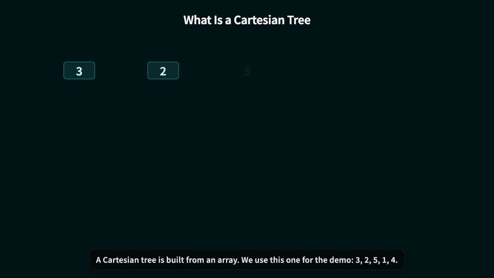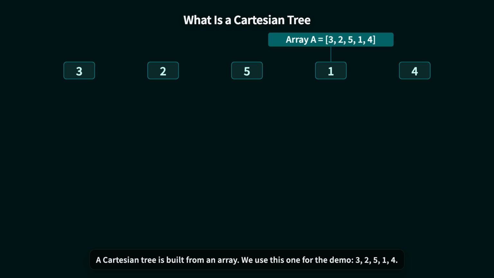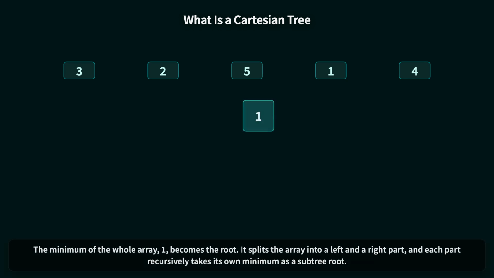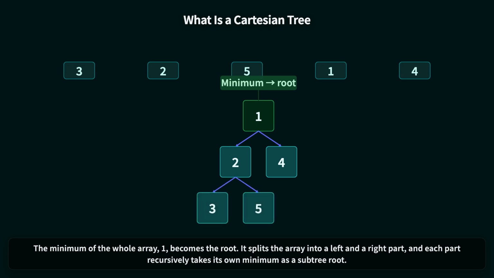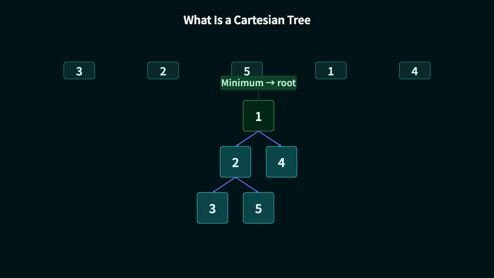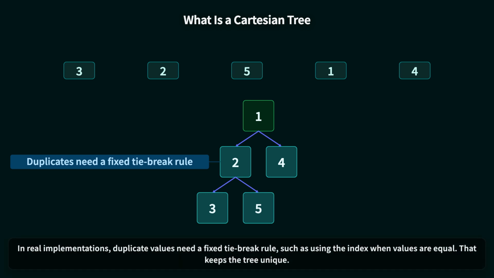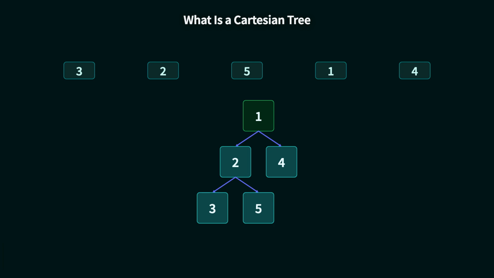A Cartesian tree is built from an array. We use this one for the demo: 3, 2, 5, 1, 4. The minimum of the whole array, 1, becomes the root. It splits the array into a left and a right part, and each part recursively takes its own minimum as a subtree root. In real implementations, duplicate values need a fixed tie-break rule, such as using the index when values are equal. That keeps the tree unique.